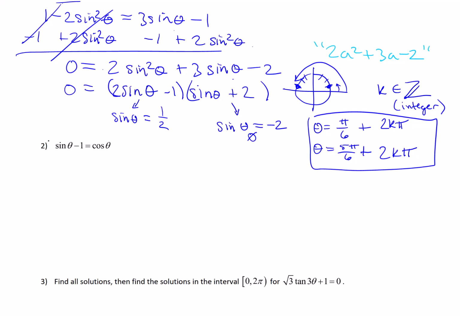This one begins as follows. The left side is sine theta minus 1, and that's equal to the right side, which is cosine theta. And of course, our goal is to solve this for theta.